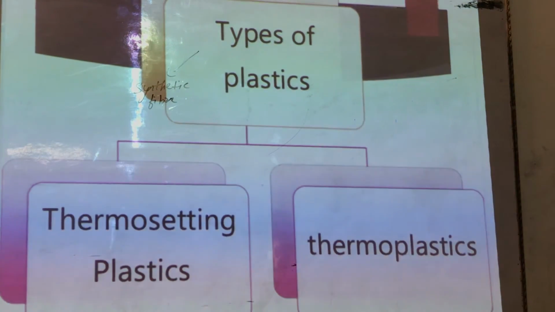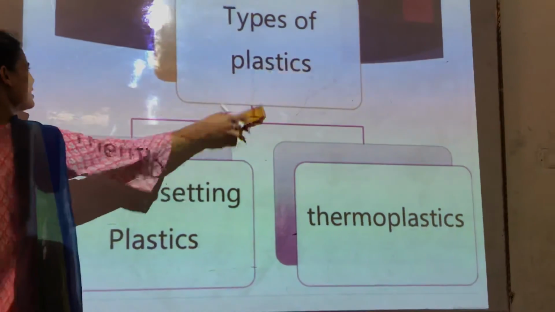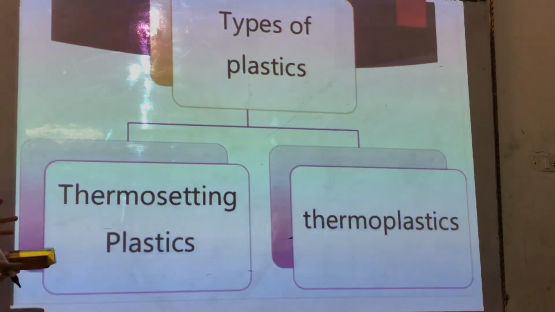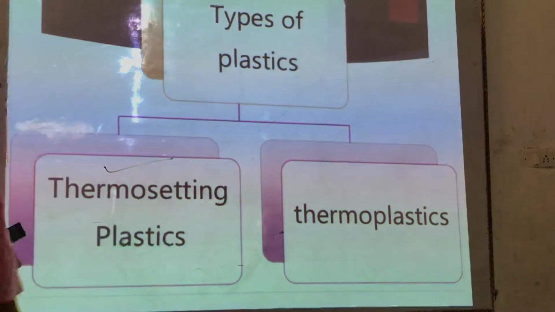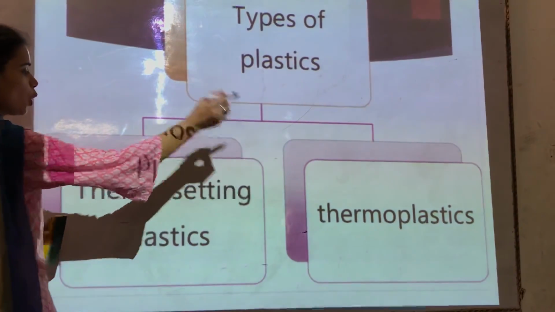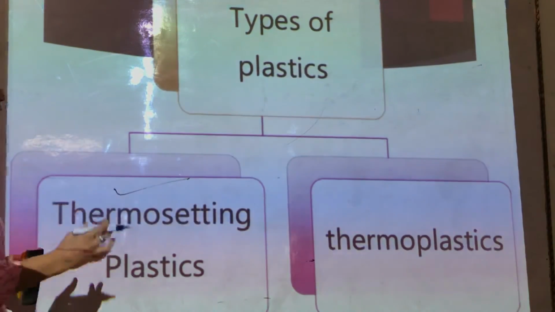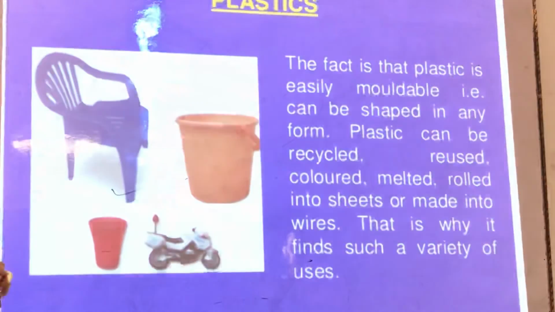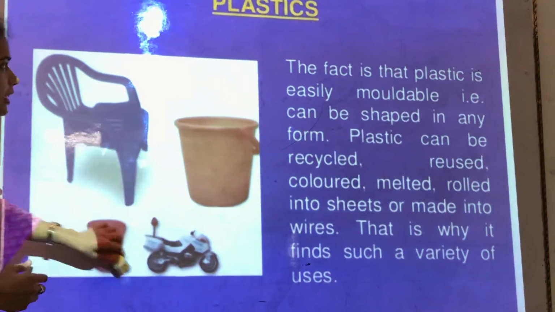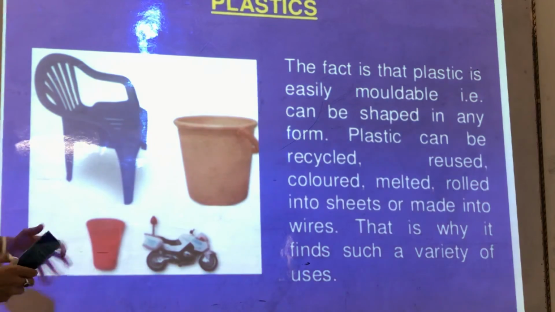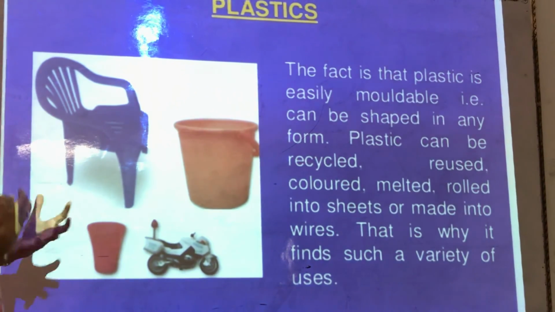Now, there are two types of plastic. You use plastic, but that plastic is also broadly categorized into two types: thermosetting plastic and thermoplastic. What are they? That we will study a little later. Let's see here that the fact is that plastic is easily moldable. We can easily change the shape of plastic.